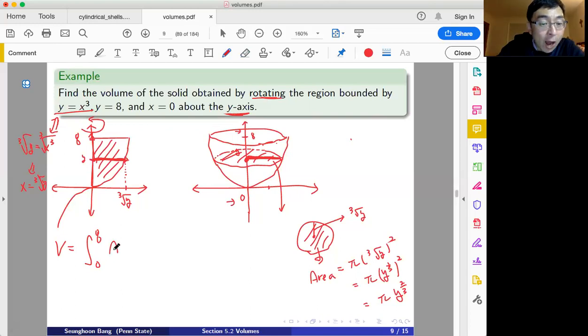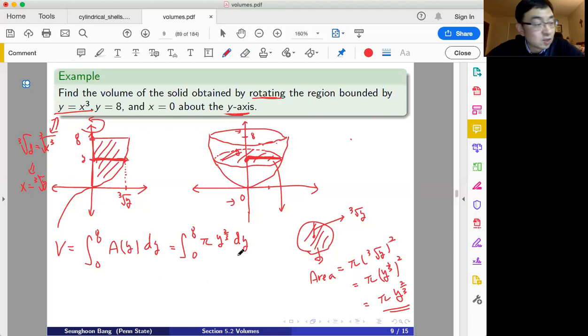We have Y value changed. The cross-sectional area is A of Y, where Y is variable and dy. So we have the integral from 0 to 8 of A of Y, which is pi times Y to the 2/3 dy. Right? This is the whole idea for solving this problem.